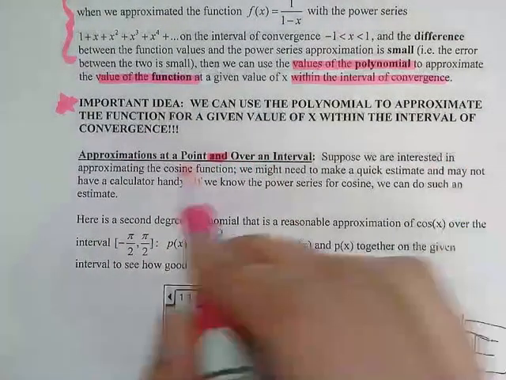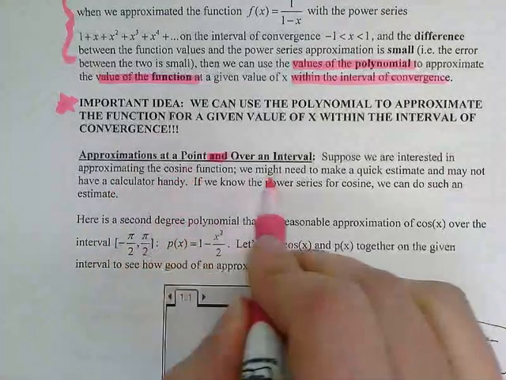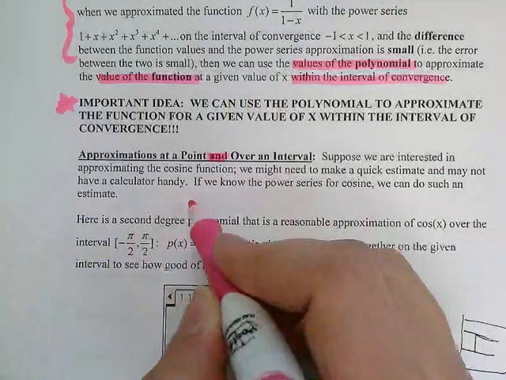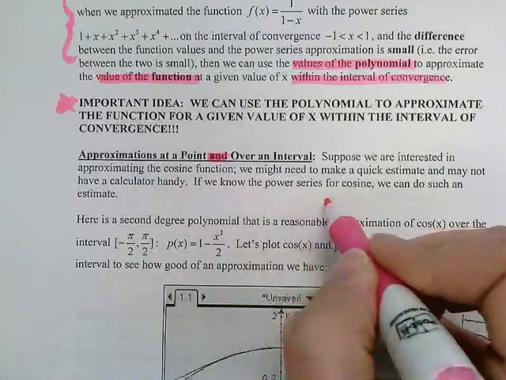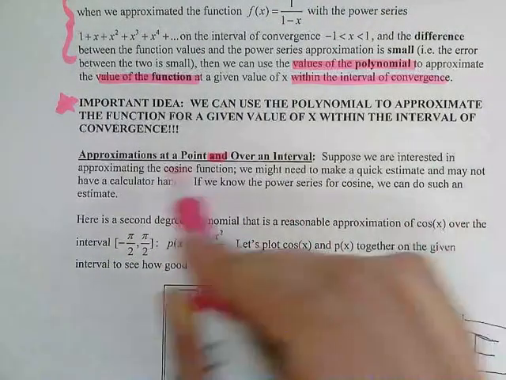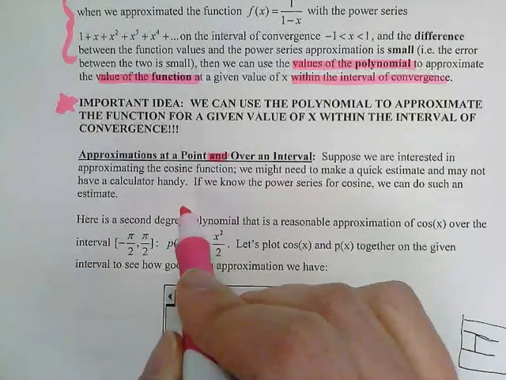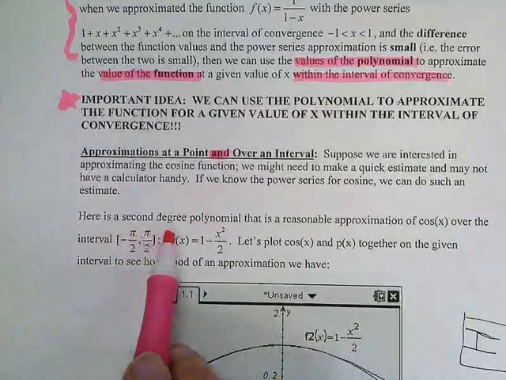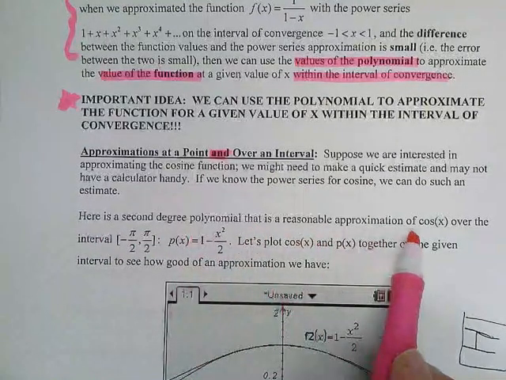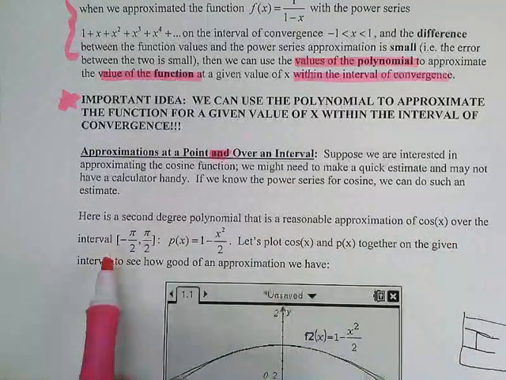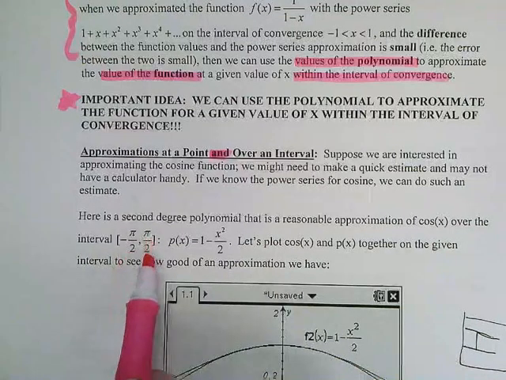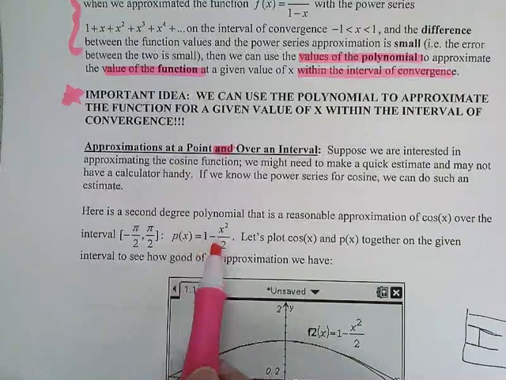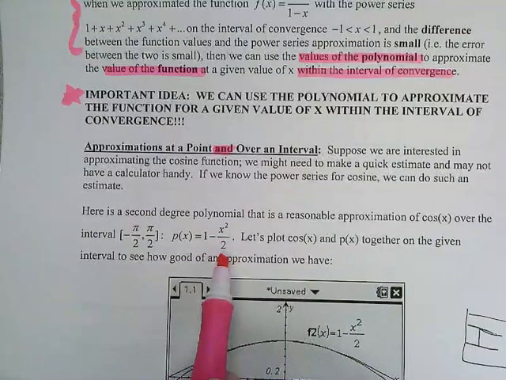So suppose we're interested in approximating the cosine function. We might need to make a quick estimate and may not have a calculator handy. If we know the power series for cosine, we can do such an estimate. Okay? So here is a second degree polynomial that is a reasonable approximation for cosine of x over the interval negative pi over 2 to pi over 2. So p of x is equal to 1 minus x squared over 2.